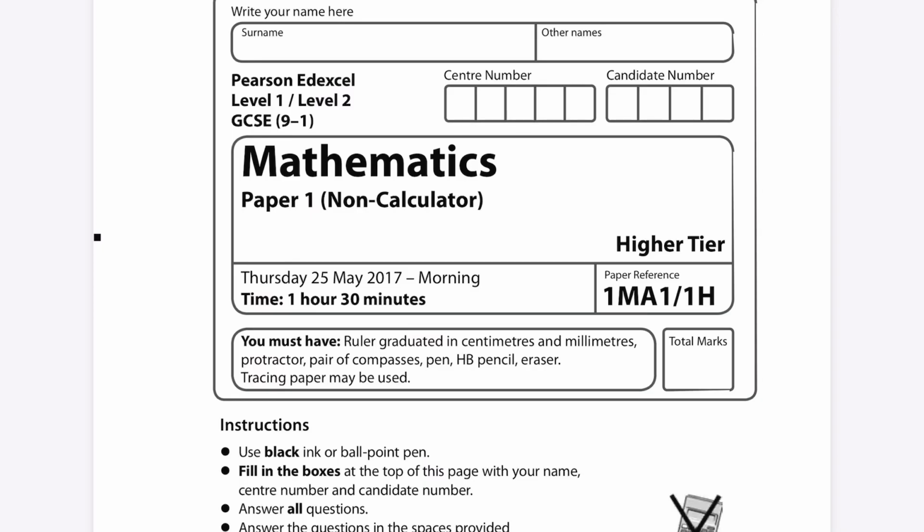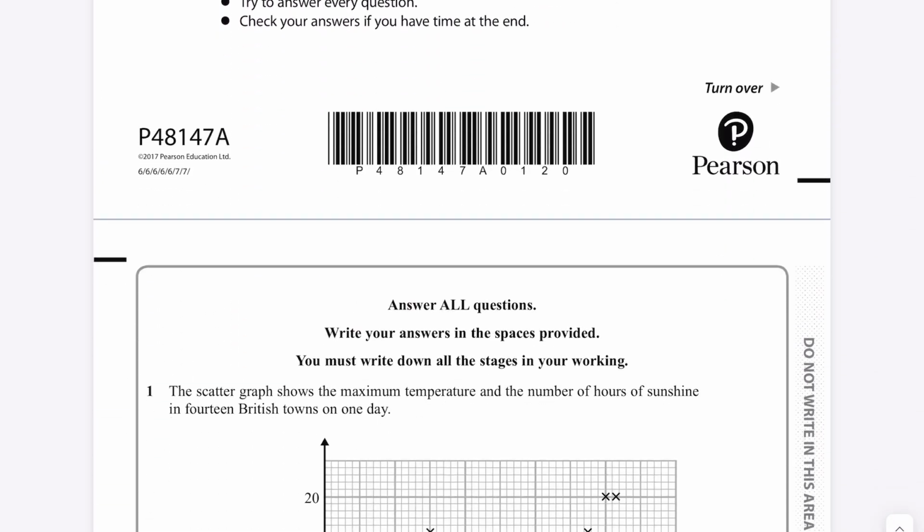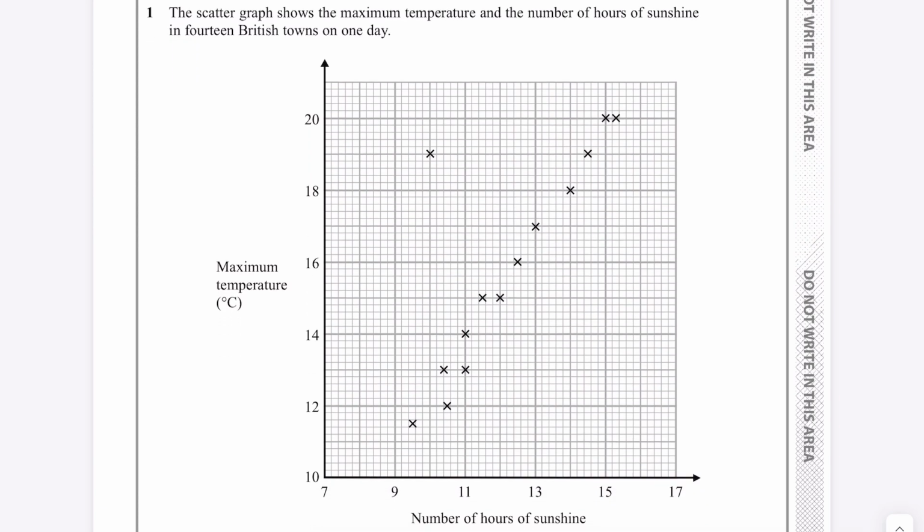In this video I'll be going through higher paper 1, non-calculator. Let's make a start. So the first question is, a graph shows maximum temperature and the number of hours of sunshine in 14 British towns in one day.